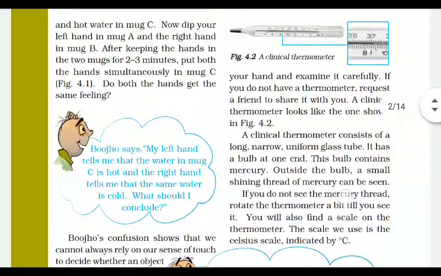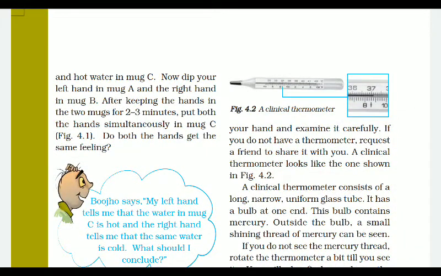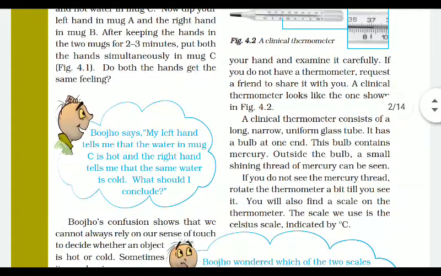Hold the thermometer in your hand and examine it carefully. If you do not have a thermometer, request a friend to share it with you. A clinical thermometer looks like the one shown in the figure. This thermometer consists of a long, narrow, uniform glass tube. It has a bulb at one end, and this bulb contains mercury, which is a kind of metal. Outside the bulb, a small shining thread of mercury can be seen. If you do not see the mercury thread, rotate the thermometer a bit till you see it.